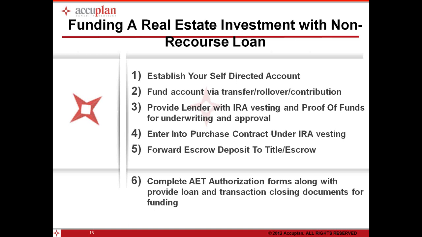Once again, it's important to open and establish your account in order to receive the IRA vesting, in order to, first of all, even qualify for a loan or even contact the lender for a loan, because one of the things they're going to ask you is, have you already established your account?